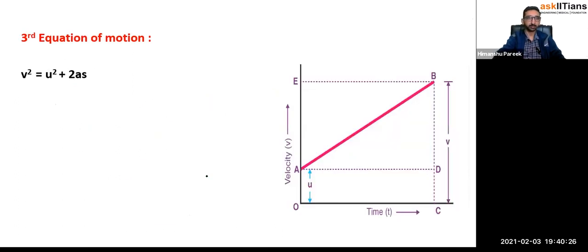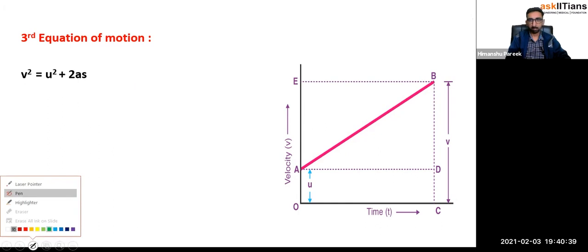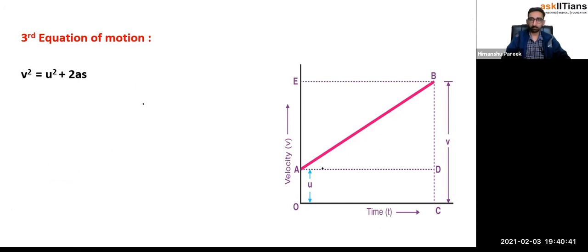Going ahead, the third equation of motion. The third equation of motion is quite similar to the way we calculated the first and second equations of motion. What we can do here, see, again, you calculate the area under the graph, this entire thing.